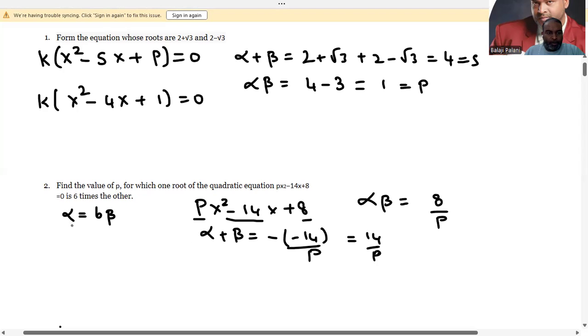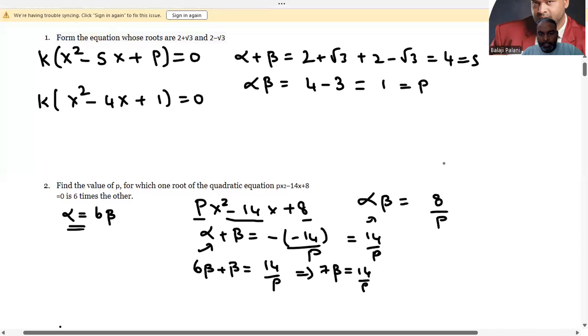Now, we are going to use the hint that is provided. Alpha is 6 times beta. So, we can substitute here and also here. We substitute alpha as 6 beta. So, 6 beta plus beta is equal to 14 by p, which implies 7 beta is 14 by p. Which in turn tells you beta is 2 by p. The 7 comes down, 14 by 7 becomes 2.